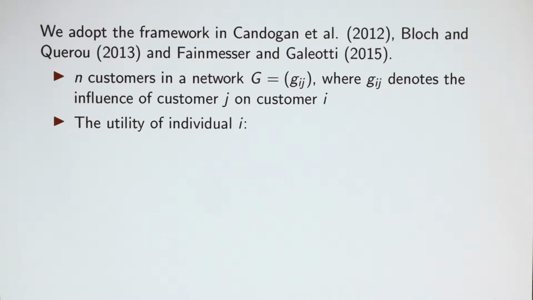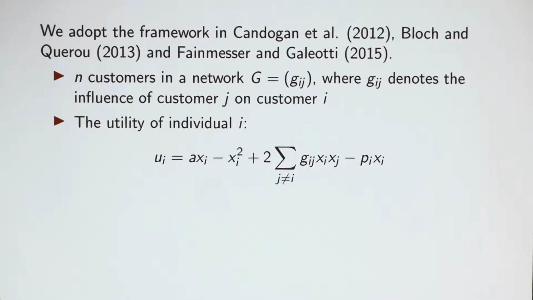Then the utility of customer i has the following form, where xi is the consumption amount of customer i. If you only look at the first, second, and the last term of this utility function, this has the quadratic form, which is widely used in the economics literature. And the third term is the network externality term. So we can see that if customer j is a neighbor of customer i, then the more customer j purchases, the more customer i will value purchasing this product.